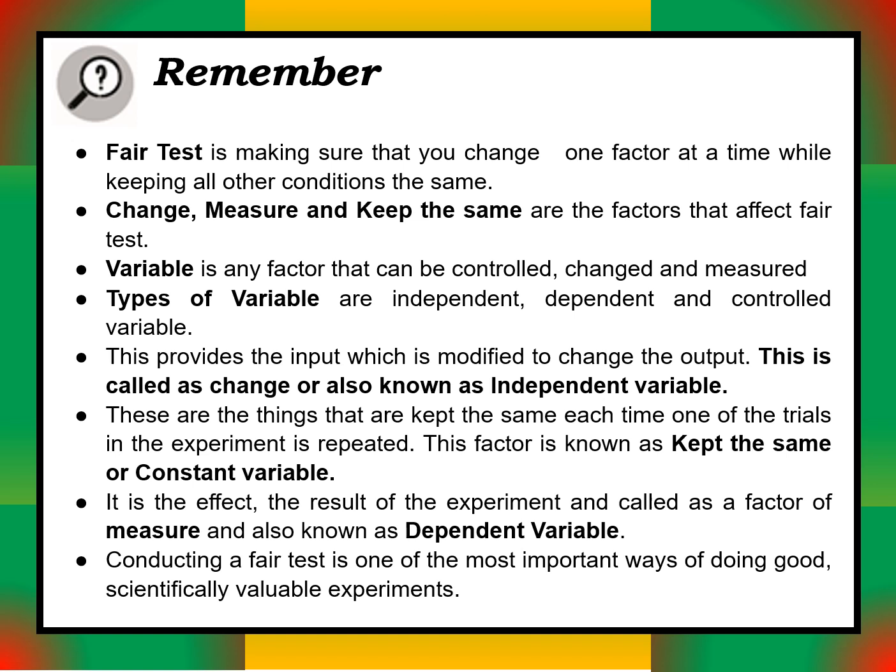So remember, a fair test is making sure that you change one factor at a time while keeping all other conditions the same. Change, measure, and keep the same are the factors that affect the test. A variable is any factor that can be controlled, changed, and measured. Types of variables are independent, dependent, and controlled variables. This provides the input, which is modified to change the output. This is called the change, or also known as the independent variable. There are things that are kept the same each time one of the trials in the experiment is repeated. This factor is known as the kept or constant variable. All right? What is being measured? Called the dependent variable.